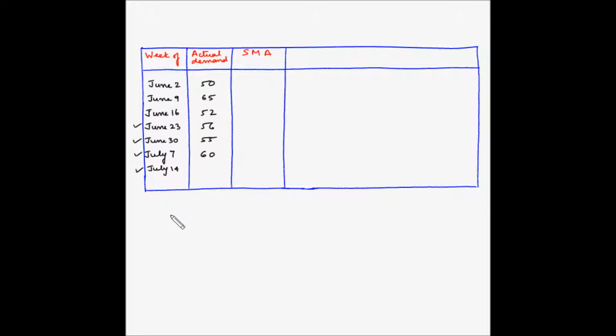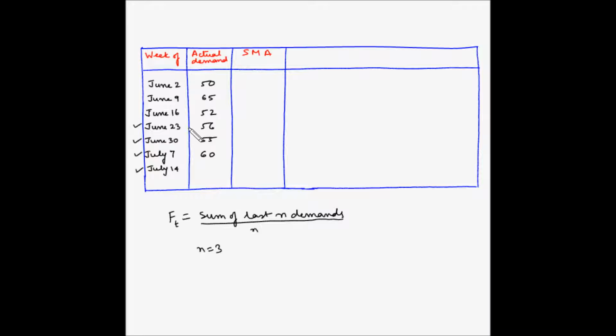Now first of all, what is simple moving average? Simple moving average for period t, represented by Ft, is equal to the sum of the last n demands divided by n. So basically, for simple moving average, we take the average of the last n demands. And in our case, we have been asked to consider n equal to 3.